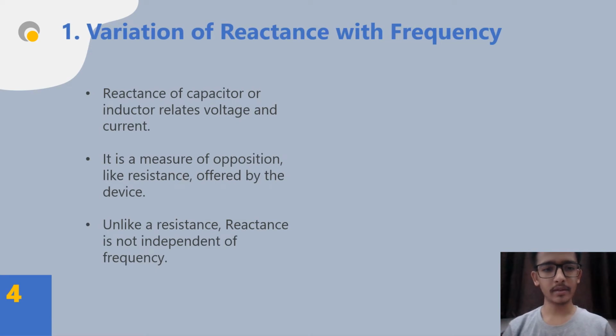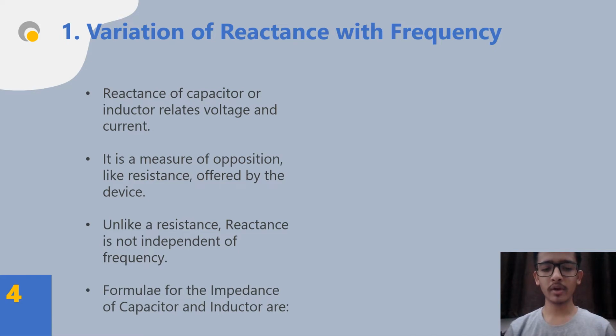So the first part, the reactance of a capacitor or inductor relates the value of the voltage across the device and the current which is flowing through it. It is like a measure of opposition which is offered by the device to the current which is flowing through it. And unlike a resistance, a reactance is not independent of the frequency of the source. It depends on the source along with the material with which it is made.